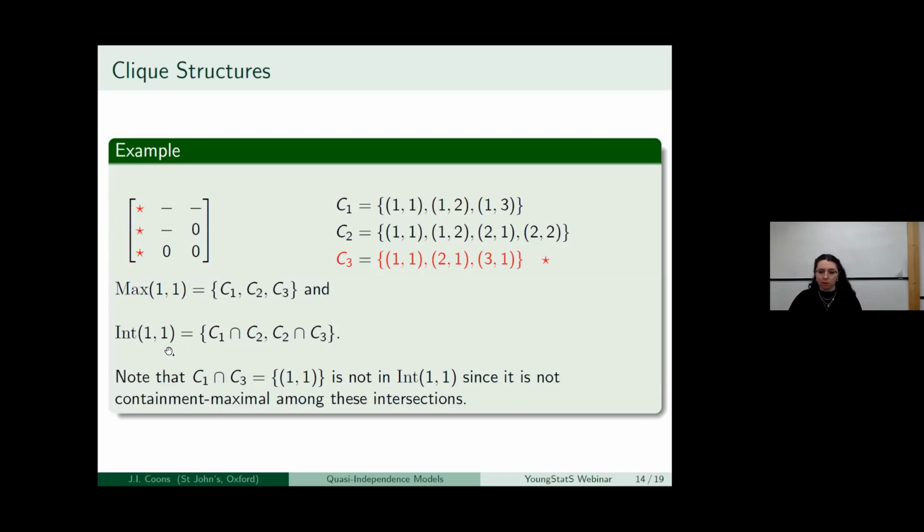Int of 1, 1. So these are all of the containment maximal intersections of maximal cliques. So C1 and C2 intersect in 1, 1 and 1, 2. And C2 and C3 intersect in 1, 1 and 2, 1. But C1 intersect C3 is not in this because it's just 1, 1, and it's contained in the other ones. So that's how you build these sets.